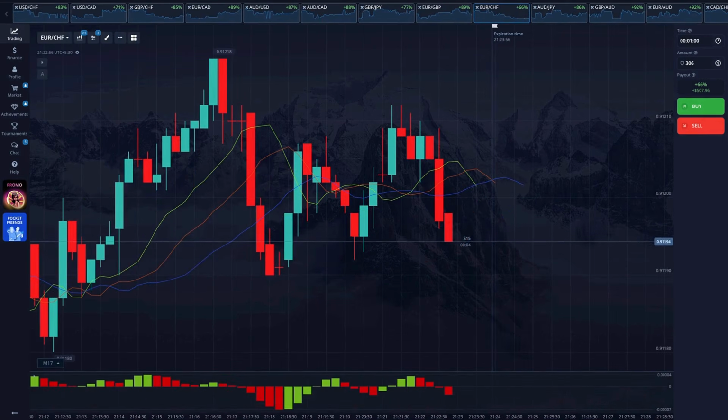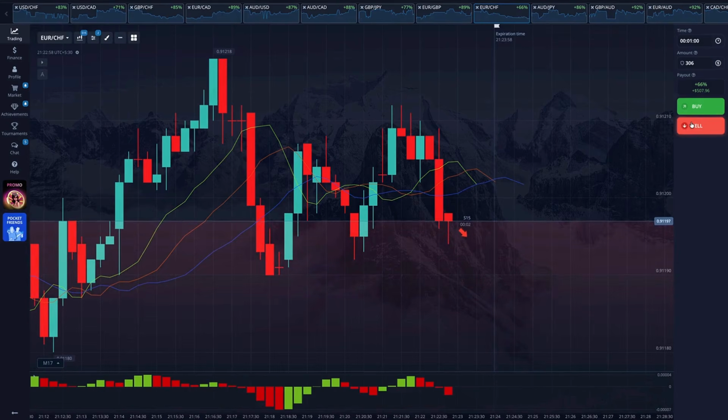Now let's pull up the chart and watch this play out in real trading conditions. Exactly what a perfect setup looks like.